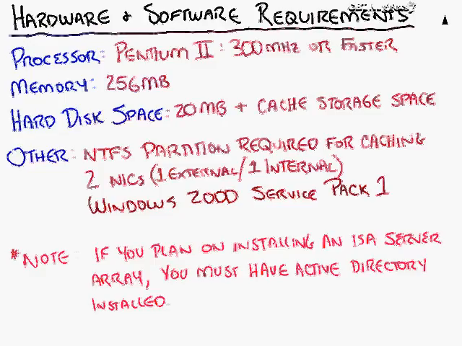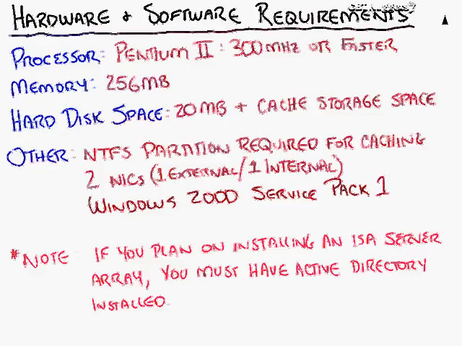Memory, 256 megabytes. Hard drive space, 20 megs for the ISA server install, plus your cache storage space. Now it's not uncommon for this to run into the gigabytes of storage space. Depending on how big your network is, that will directly affect your cache storage space on your hard drive. I'll talk more about that in a little bit.